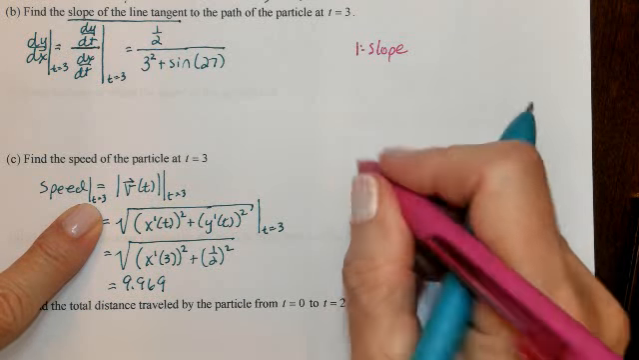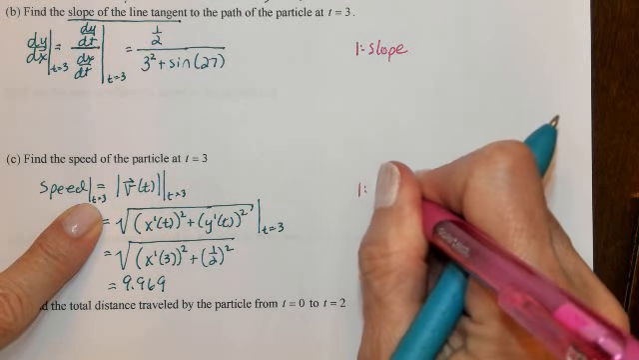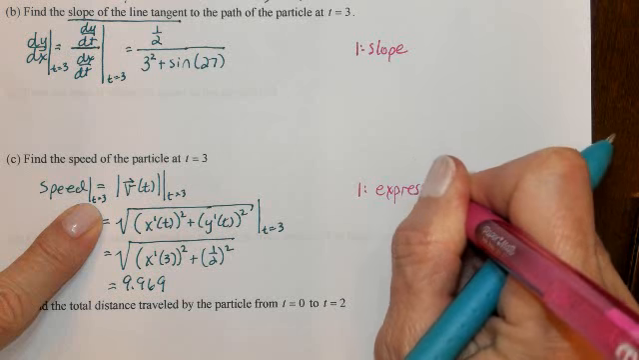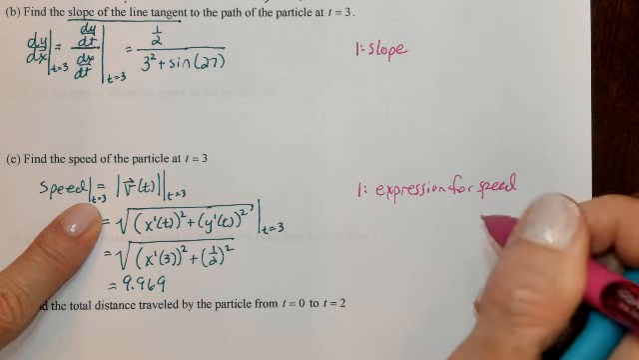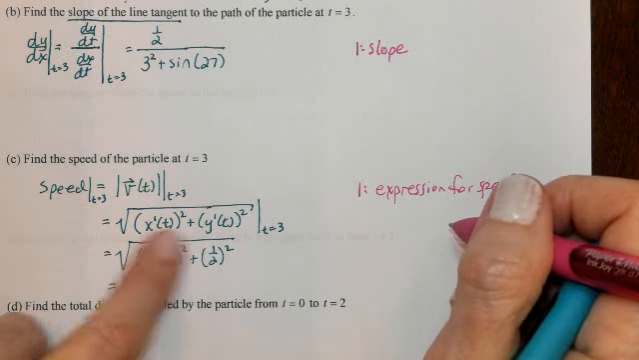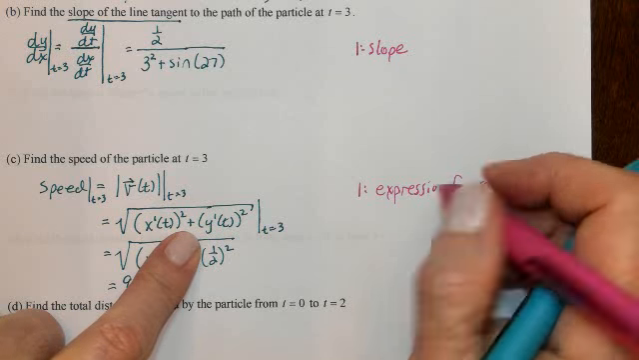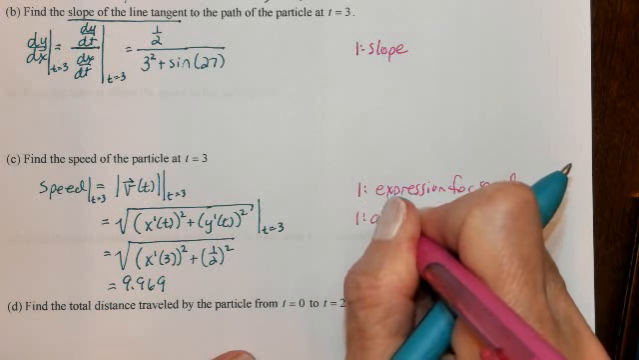This part of the problem was worth 2 points. 1 point for the expression for speed. So just knowing the formula got you that point. And then 1 point for your answer.